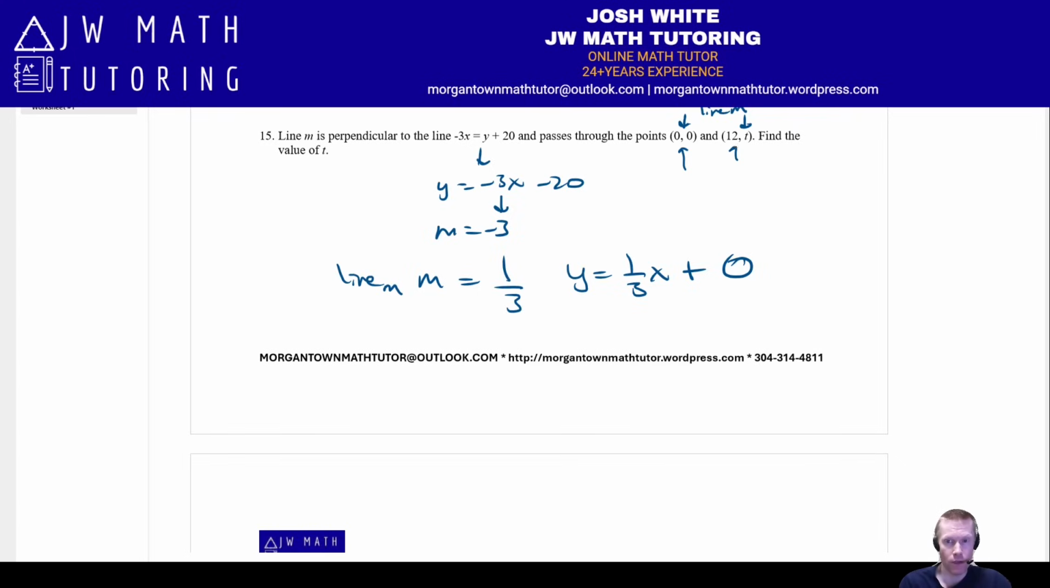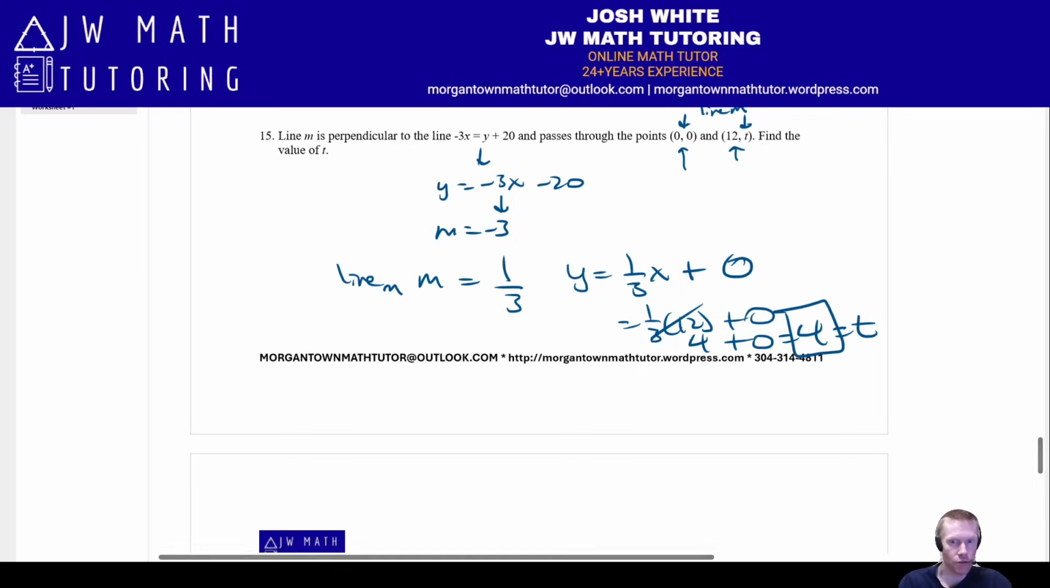Now, when looking at the second point, when x is 12, what is the y value? Well, 1/3 times 12 plus 0. 1/3 times 12 is 4. 4 plus 0 equals 4. That is your value for t. That's what you would type in.